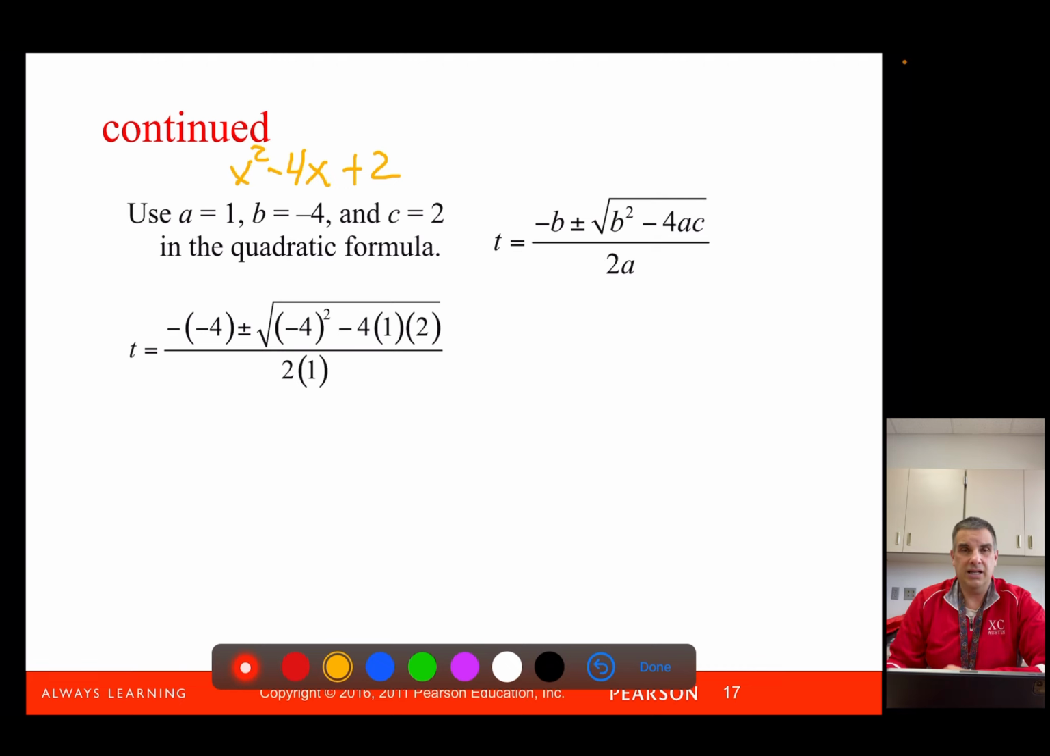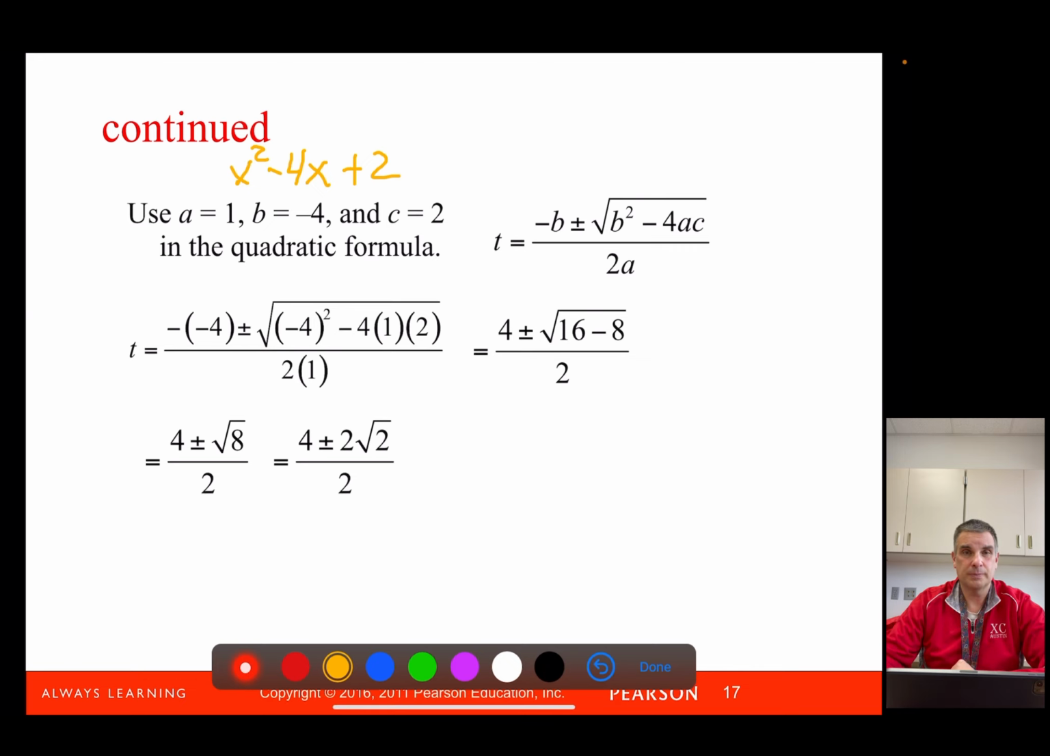Now we're going to break out the handy-dandy calculator and figure out what we have underneath the square root. So we've got 4 plus or minus the square root of 16 minus 8, over 2. The square root of 16 minus 8 is the square root of 8. So that's 4 plus or minus the square root of 8 over 2. Now the square root of 8 can be simplified to 2 radical 2. Now 2 goes into everything. 2 goes into 4 twice, and the 2's cancel out. So we've got 2 plus or minus the square root of 2.